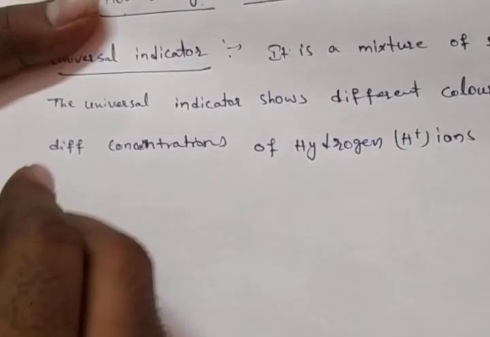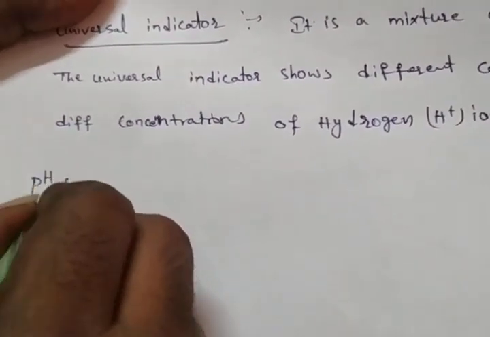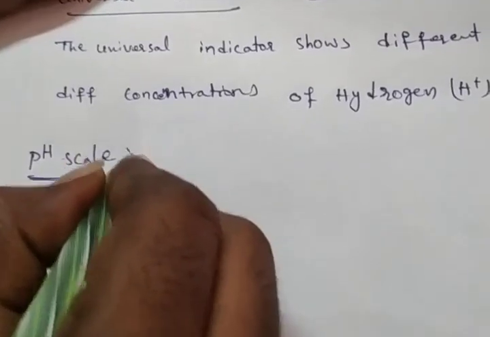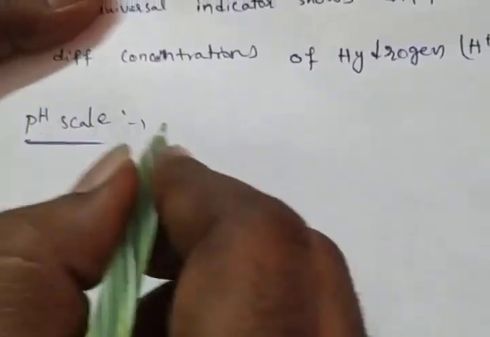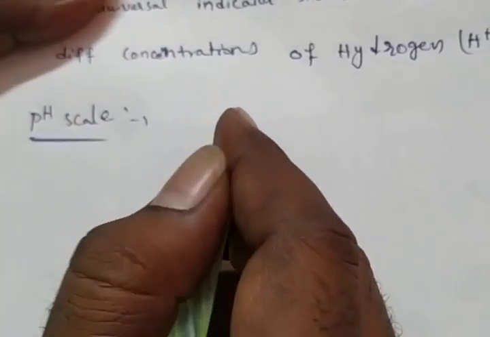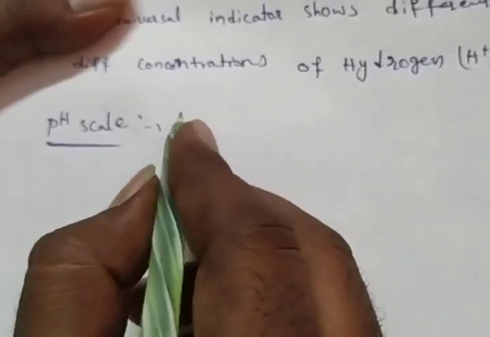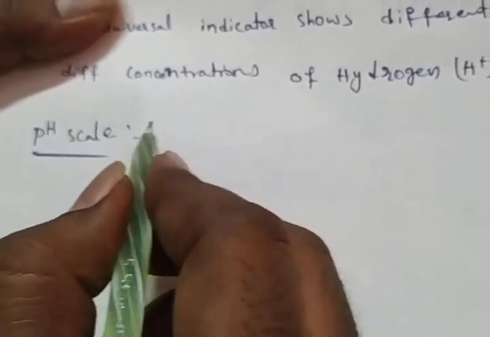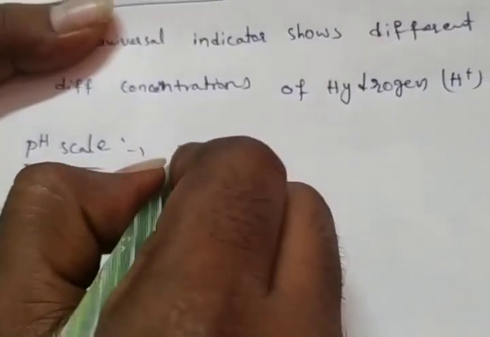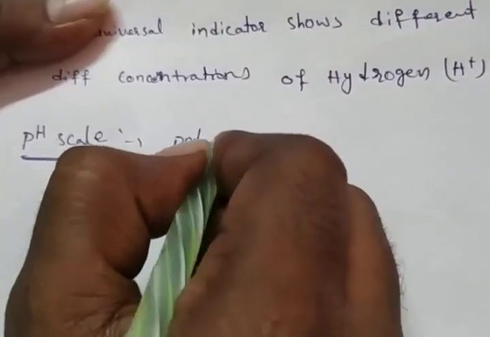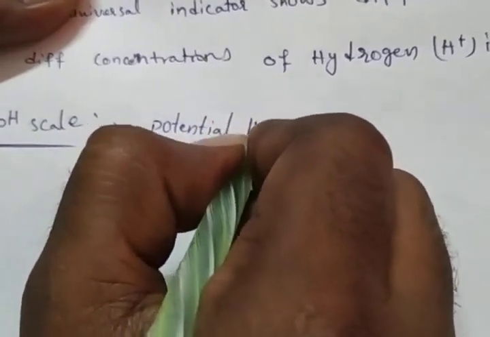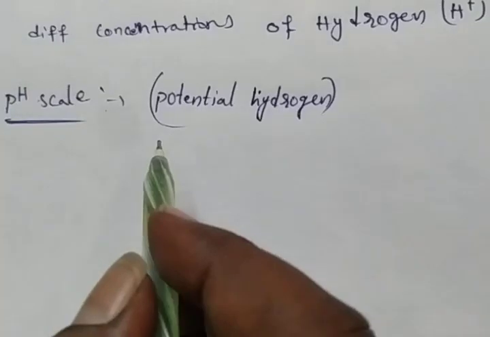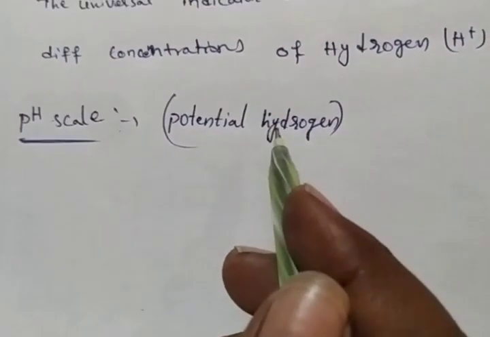And the pH scale. What is the pH scale? What is the use of the pH scale? Here in pH, P stands for potential or power. We can call it power also. H is hydrogen. That is potential of hydrogen, or power of hydrogen, also correct. pH means power of hydrogen or potential of hydrogen.